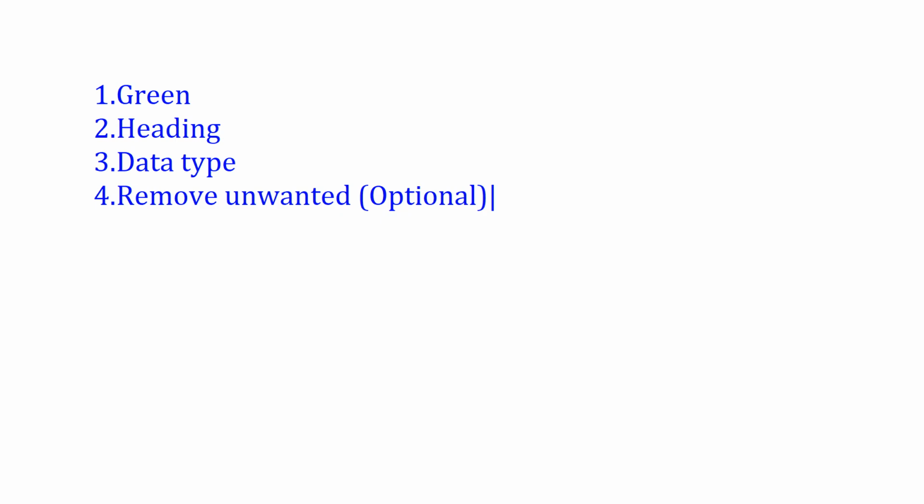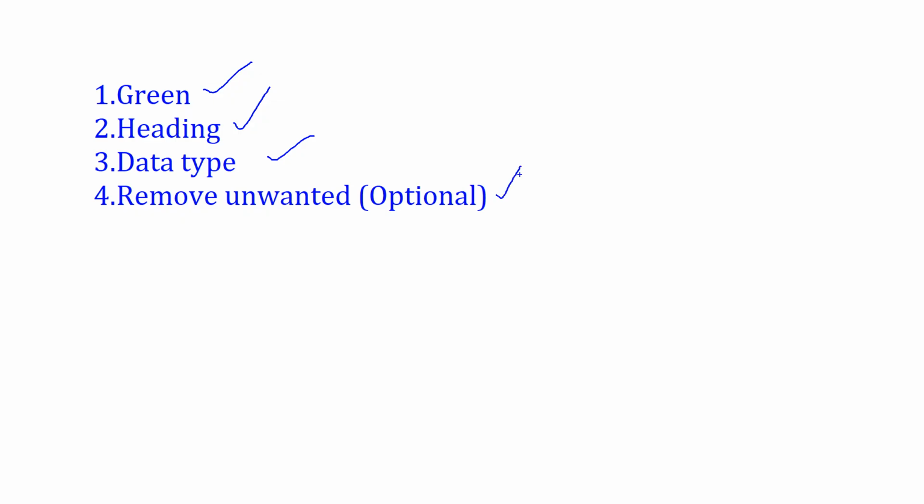Even if you keep the unwanted data, the problem is that your file size gets increased and your system becomes slower. So better to remove it. Unwanted data, okay, this is the 4th thing we have to do. First, check whether your data is green. Second, check whether the heading is correct. Third, your data type is correct. Fourth one is remove the unwanted.